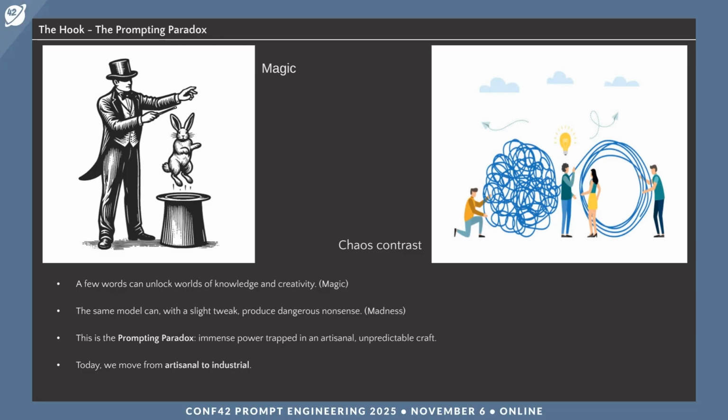So now let's take these two images and compare them with our LLM. A few words to any LLM will give you immense knowledge and creativity. It's just like pure magic, the rabbit coming out of the hat of a magician. But think about the same model, with a little tweak in your prompts or your user inputs, it can produce dangerous nonsense, which is completely madness. Think about the chaos which we called out on the right side. So this is exactly the prompting paradox which we're talking about.